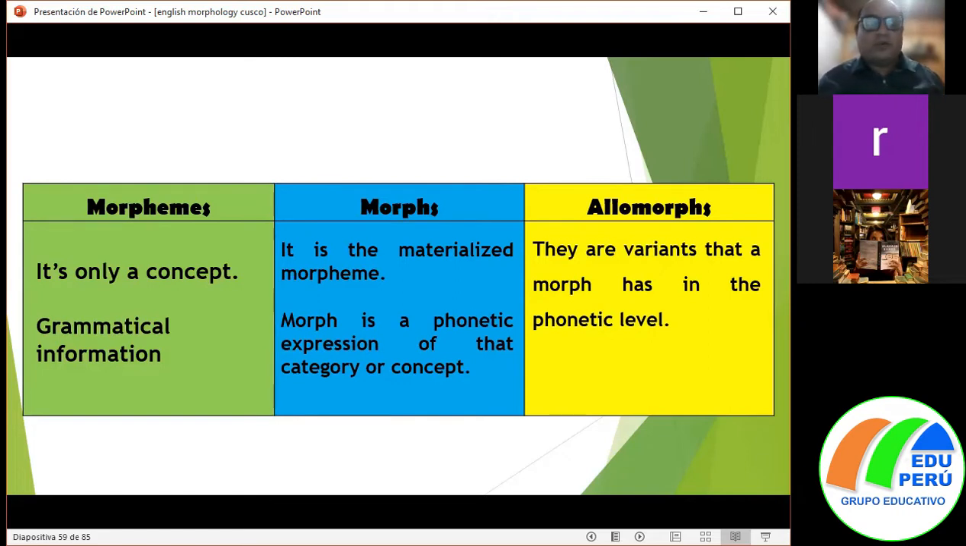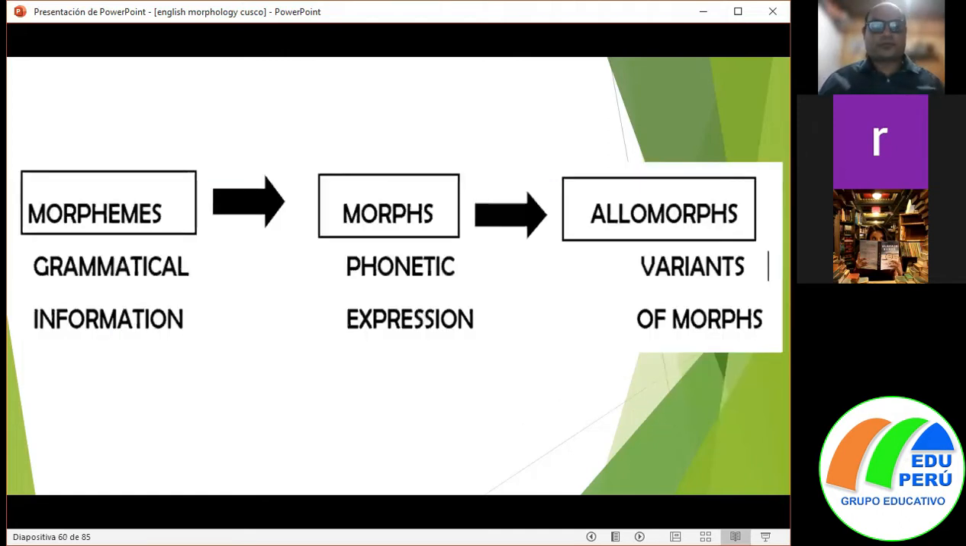Here we have the difference between these three terms related to morphemes. The morpheme is the abstract, what you have in mind. Morphs are what you do, what you speak, what you write. And the allomorphs are the phonological variation of the morphemes, the variants, the variations of a morpheme at the phonetic level. So here you have morphemes, grammatical information; morphs, phonetic expression; and allomorphs, the variants of morphs.